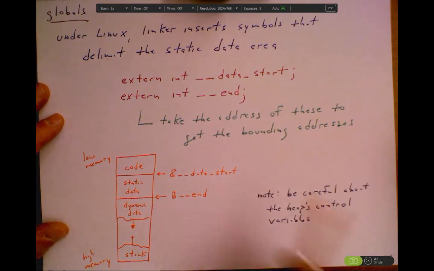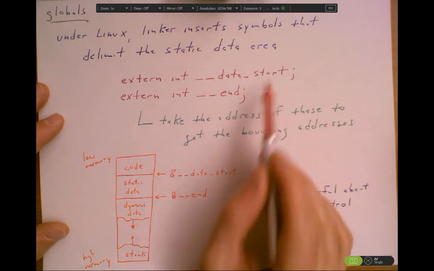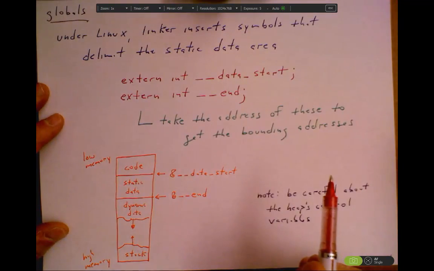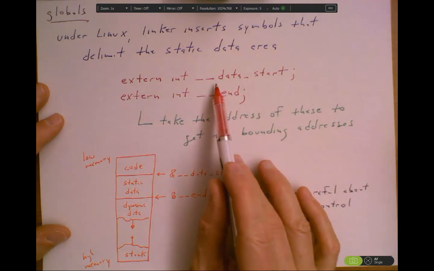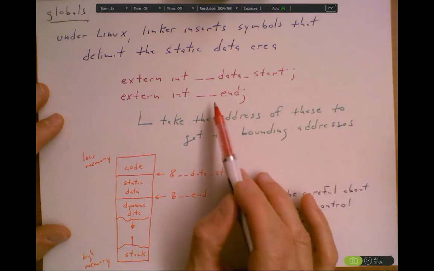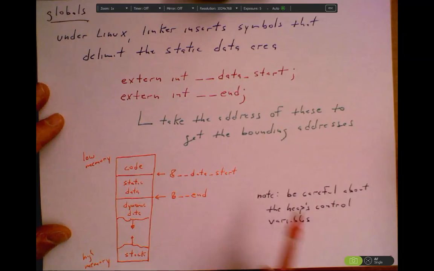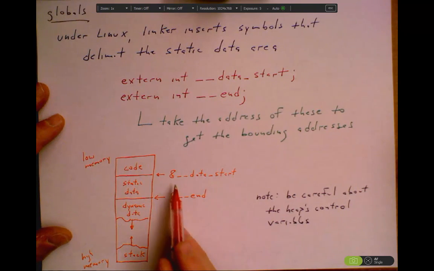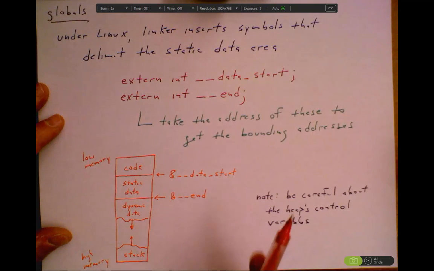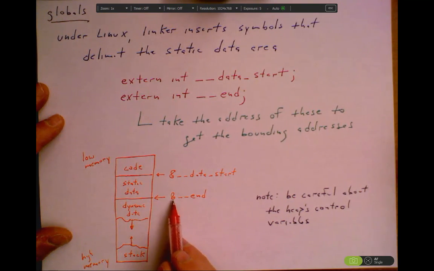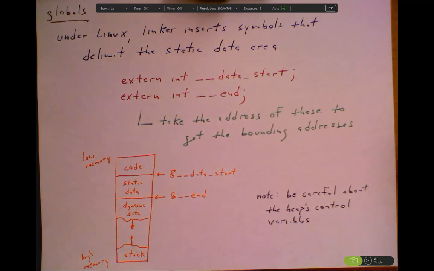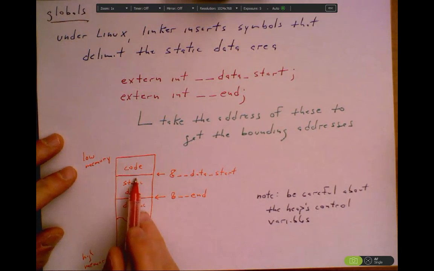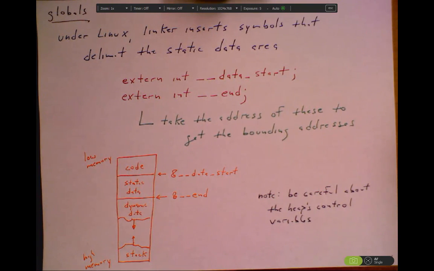Okay, so there are these symbols that are thrown into the object code by the linker that indicate where the static data area starts and where it ends. You can declare these things like I've done here on this slide in your C program, and then you can get their address by taking the ampersand. The result of this one will point to the beginning of the static area, and the result of this one will point to the end of the static area. So that defines one area where we need to scan for pointers.